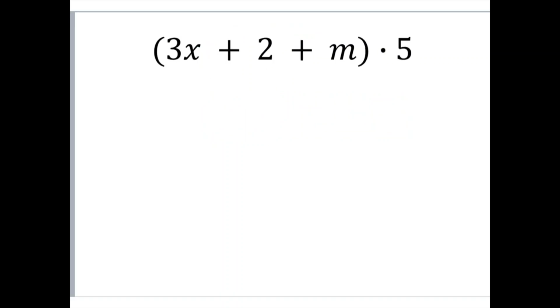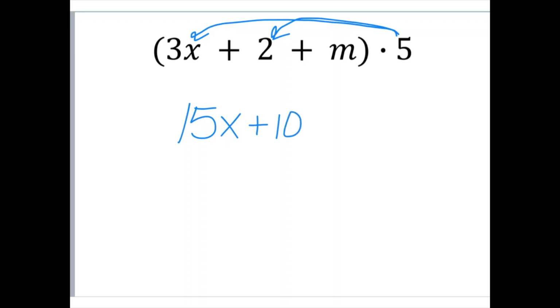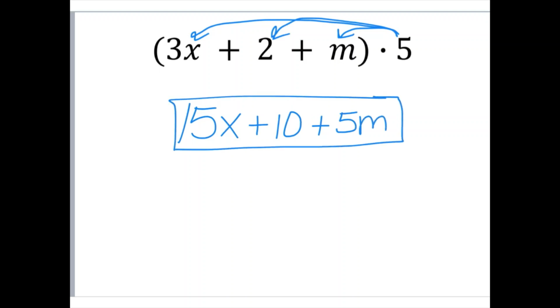Uh-oh. What about this one, where the number multiplying is on the right-hand side? Well, guess what, y'all? You do the exact same thing. If you wanted to, you could even rewrite it and just put the 5 on the left-hand side. But I'm just going to go here. 5 times 3x, 15x. And I'm going to do 5 times positive 2, which is positive 10. And then 5 times positive m, which is positive 5m. See, done exactly the same way. I got the same answer as I did before.